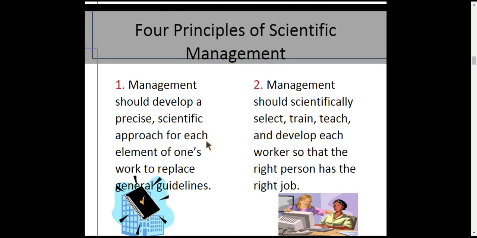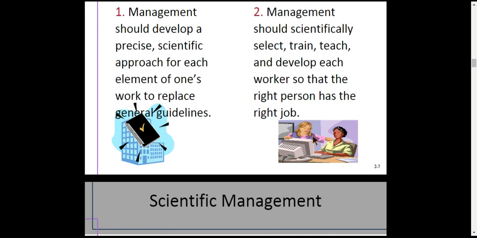Four principles: a precise scientific approach, and scientifically select, train, teach, and develop, so each person has the right job.